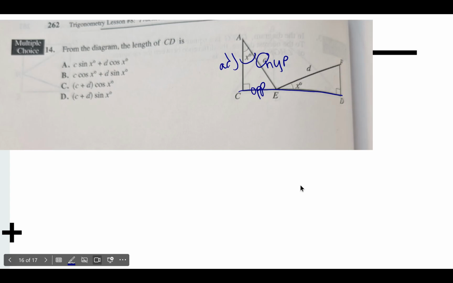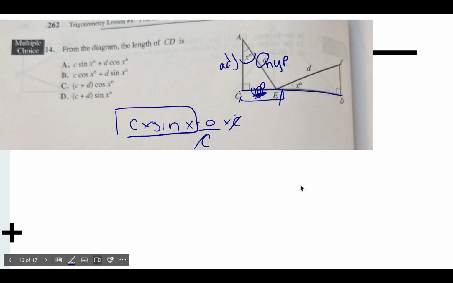So if you wanted to figure out the distance between C and E, you need to find your opposite side. So the ratio that would allow you to do that is sine. Sine of x will equal opposite over hypotenuse. So let's set that up. Sine of x equals opposite over C. If you want to get opposite alone, multiply both sides by C. So that would give you this distance, this first part.